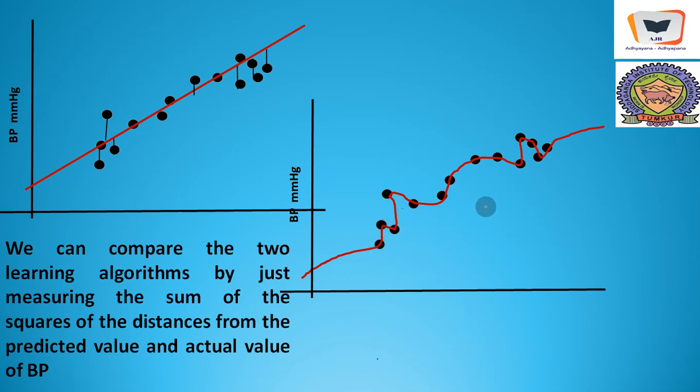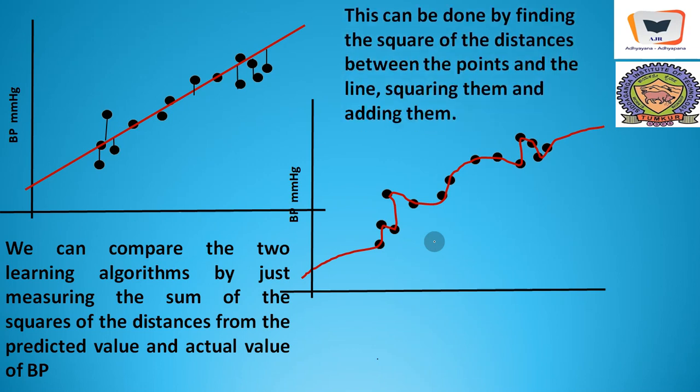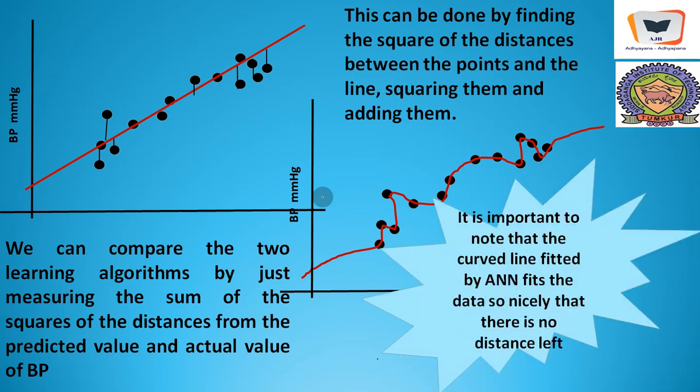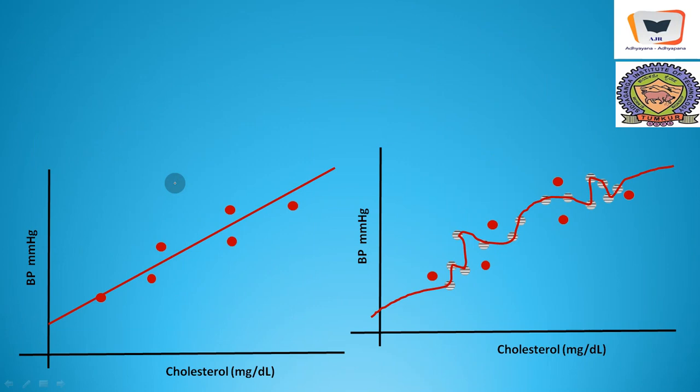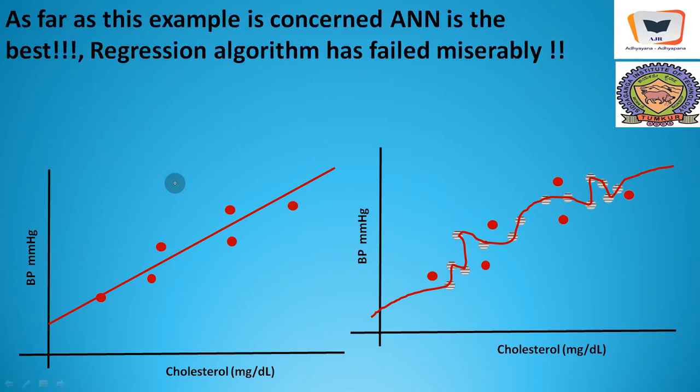So as far as this squiggly line put up by the artificial neural network model is concerned, there happens to be no error at all, because this line passes through all the points, hugging all the points. This can be done by finding the square of the distances. Okay, this is how we find the errors. And it is important to note that the curved line fitted by ANN fits the data so nicely that there is no distance left, there is no error left. And continuing further, as far as this example is concerned, ANN is the best.